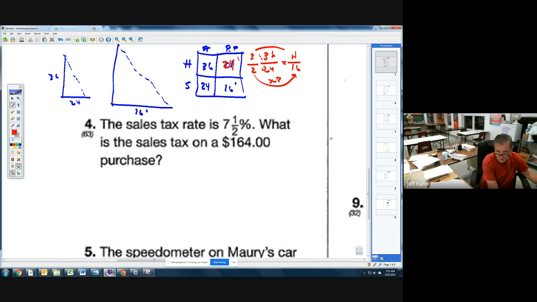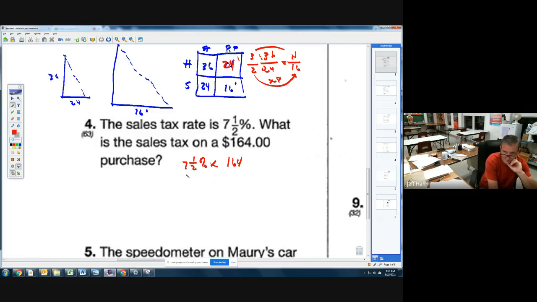The only issue you have is changing 7. Well, let's write it down here. We want 7.5% times $164. And you can leave off those decimals. It's not going to affect your answer in the end. Just know your answer in the end is in money.